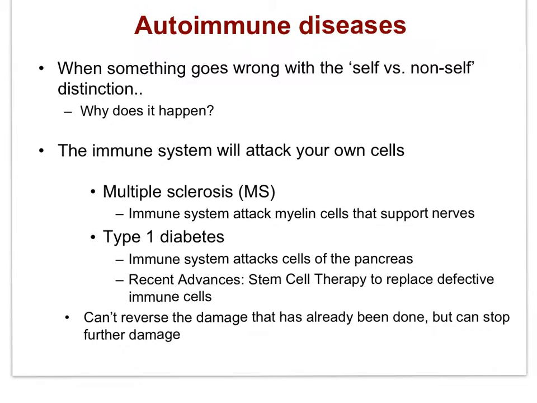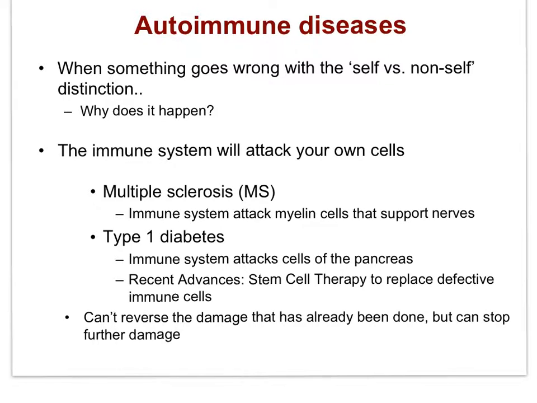Okay. Now, there are things called autoimmune diseases. What does that sound like? Just guess. So it's immune, right? Okay. Auto. Is it ever possible for our immune system to attack our own cells? Yes. Okay, so that's what autoimmune diseases are.